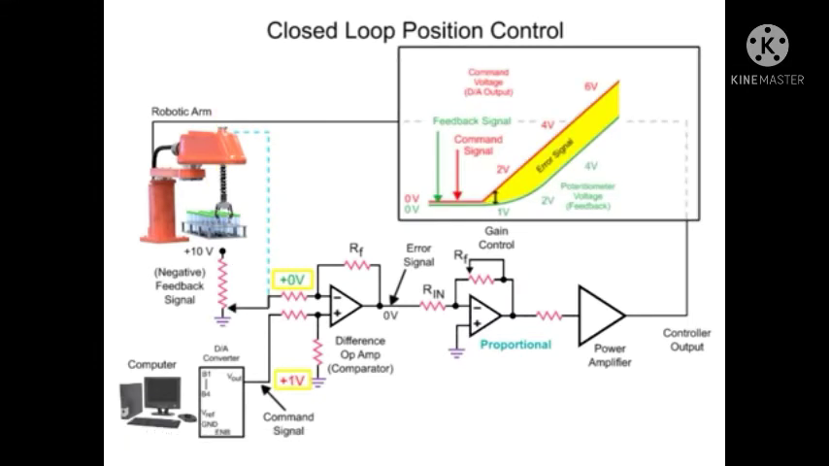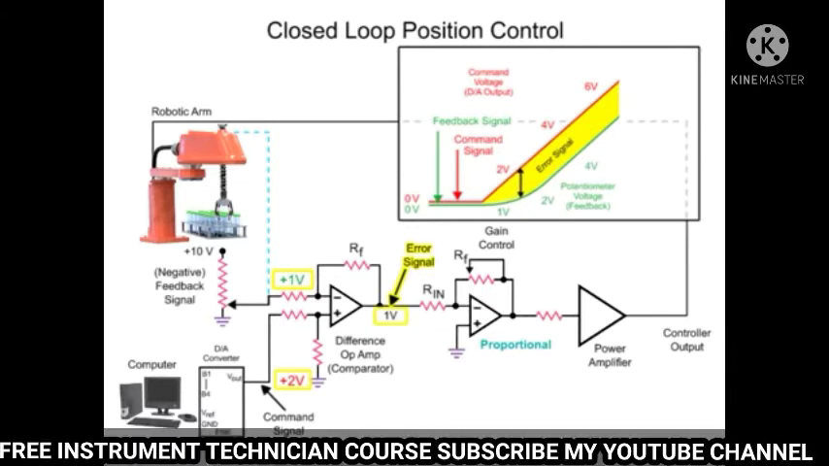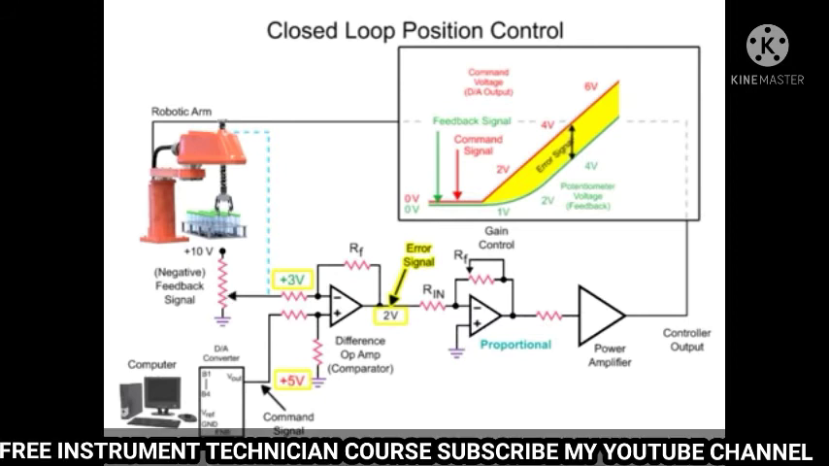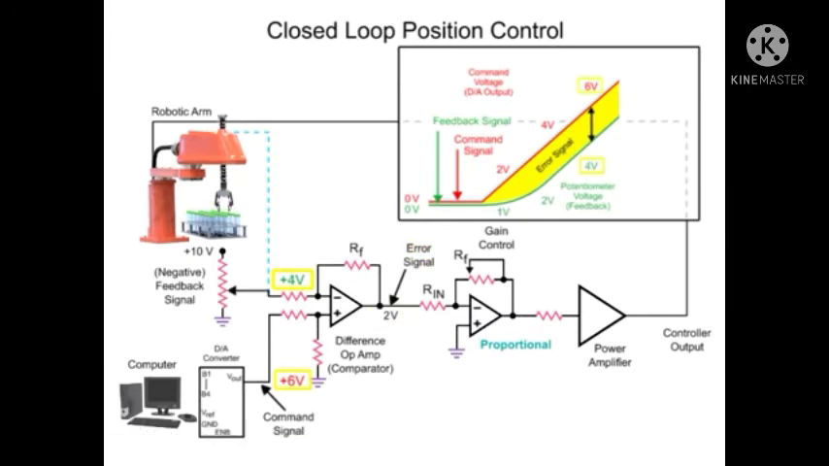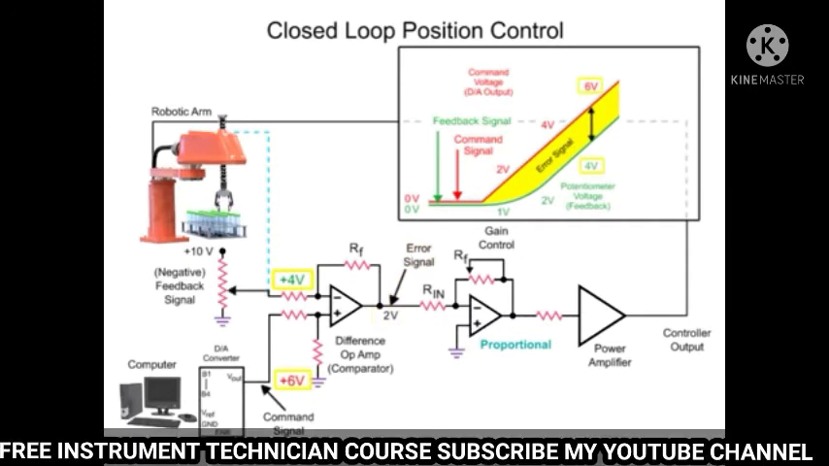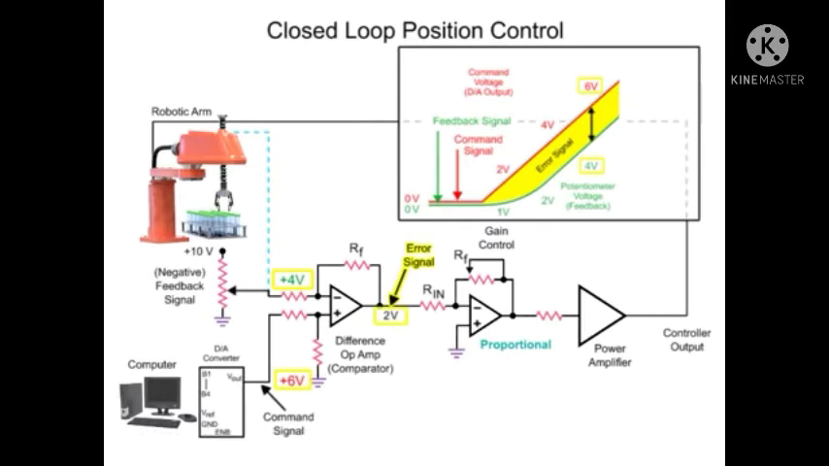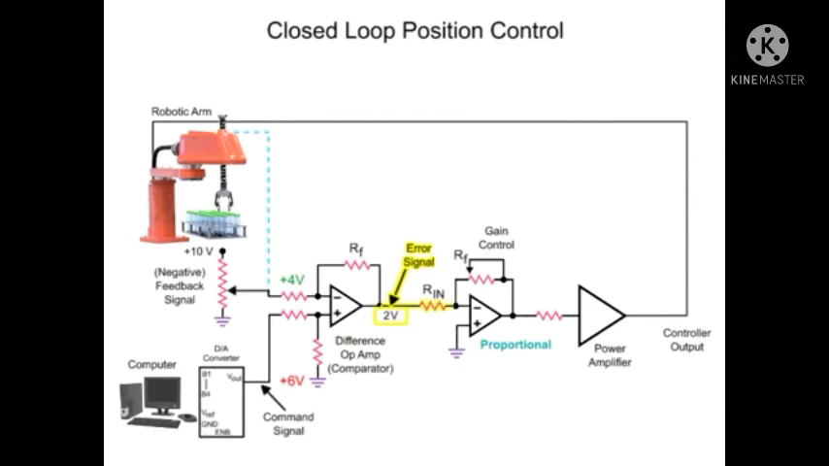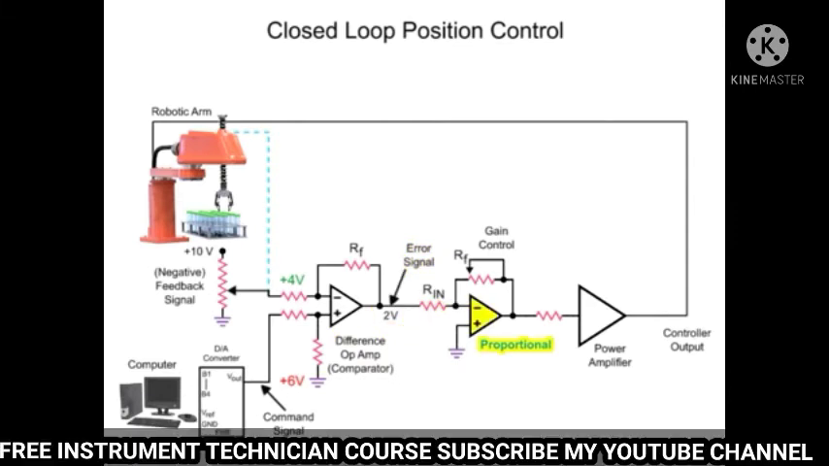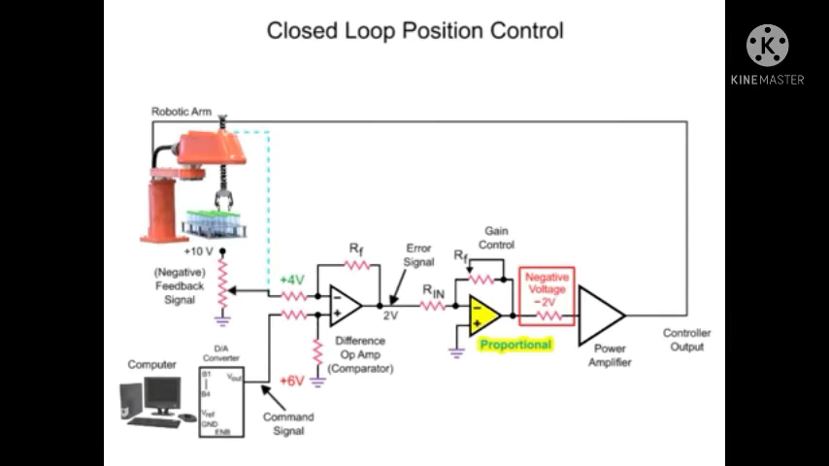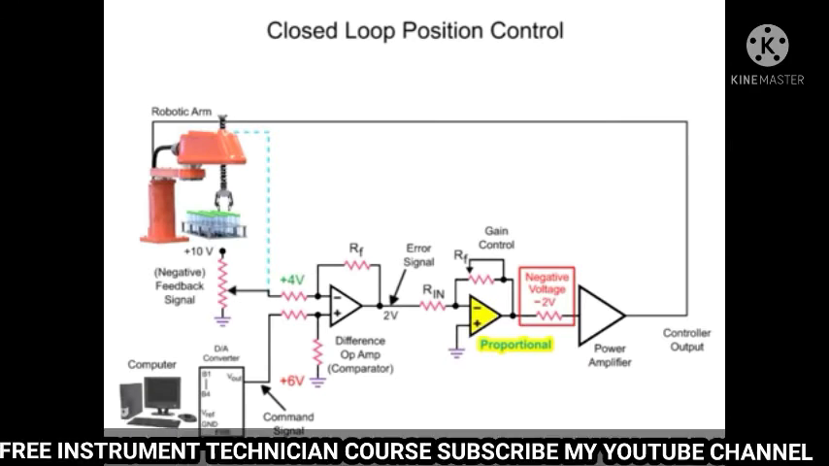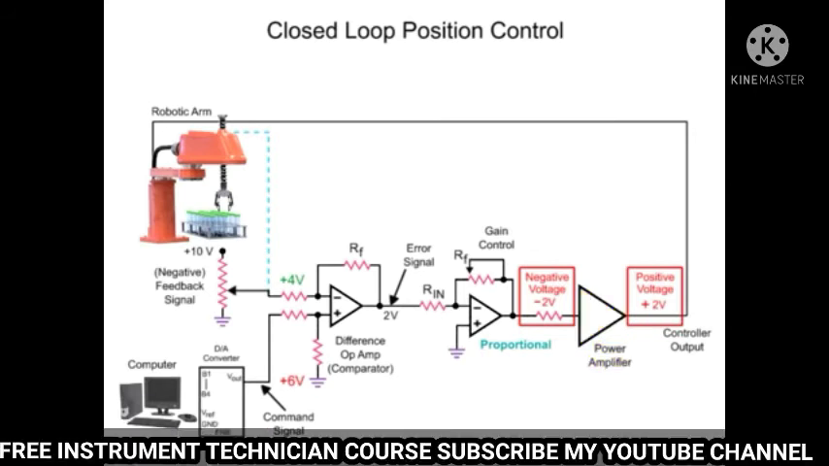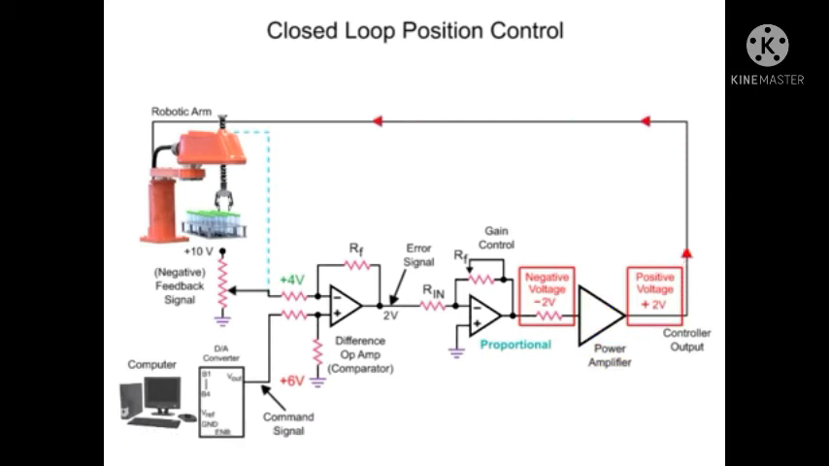In this system, there is not an immediate response by the robotic arm to the command signal. The delay of the arm and feedback signal creates a positive error signal voltage at the output of the difference op-amp. The error signal is inverted by the proportional difference op-amp to a negative voltage. The voltage is then amplified by the power amp and inverted to a positive voltage and applied to the motor of the robotic arm.